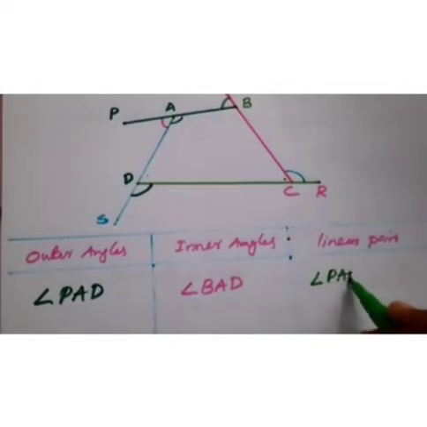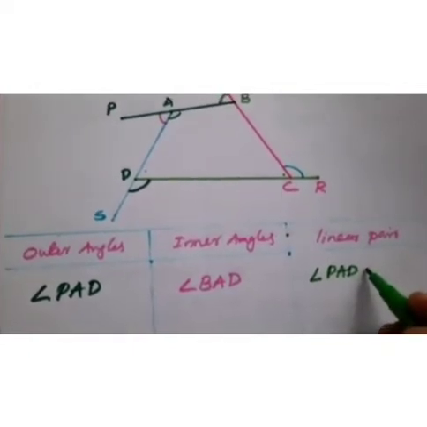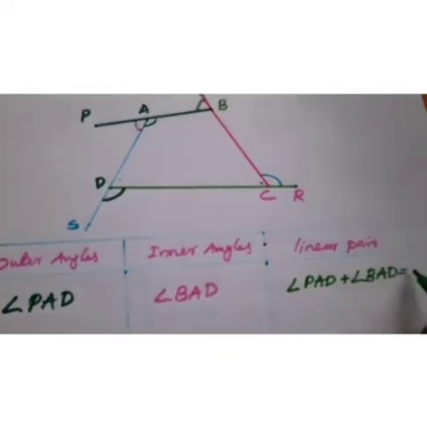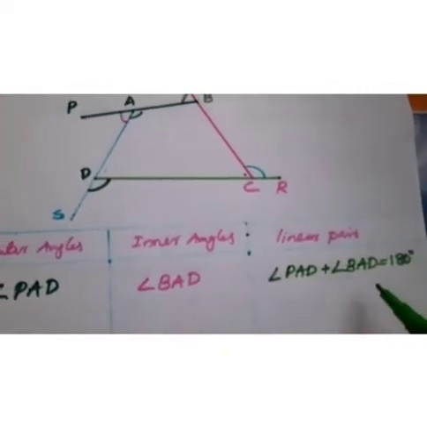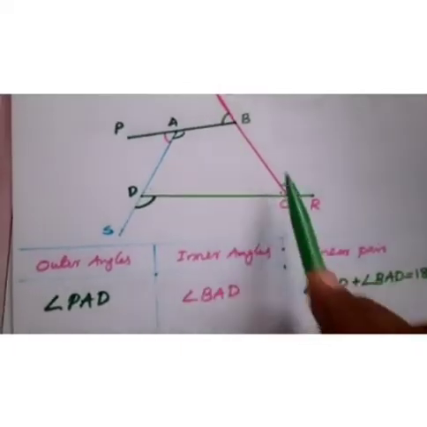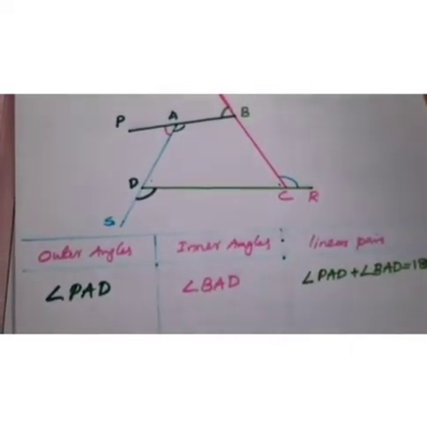Angle PAD plus angle BAD is equal to how much? If it is a linear pair, it is 180 degrees. Like this, you have to write the other outer angles also.